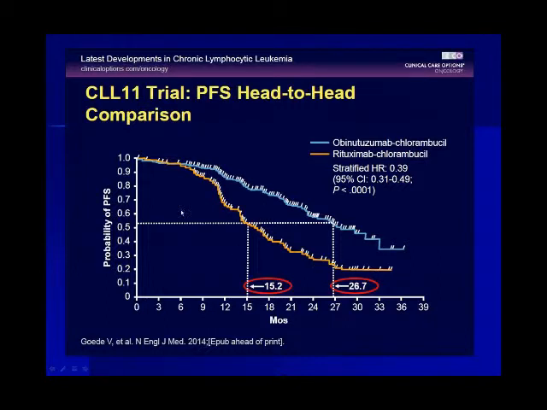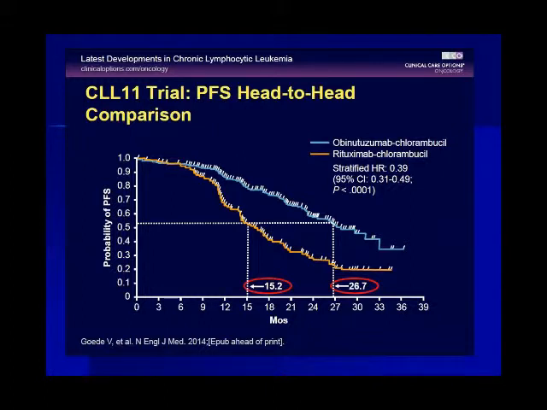And again, you've got your two curves here, and doctors love these kinds of graphs because it's easy to look at the pictures. The orange line doesn't do quite as well as the blue line. The blue line is the new antibody plus chlorambucil tablets. The orange line is the old antibody rituximab plus the chlorambucil tablets.